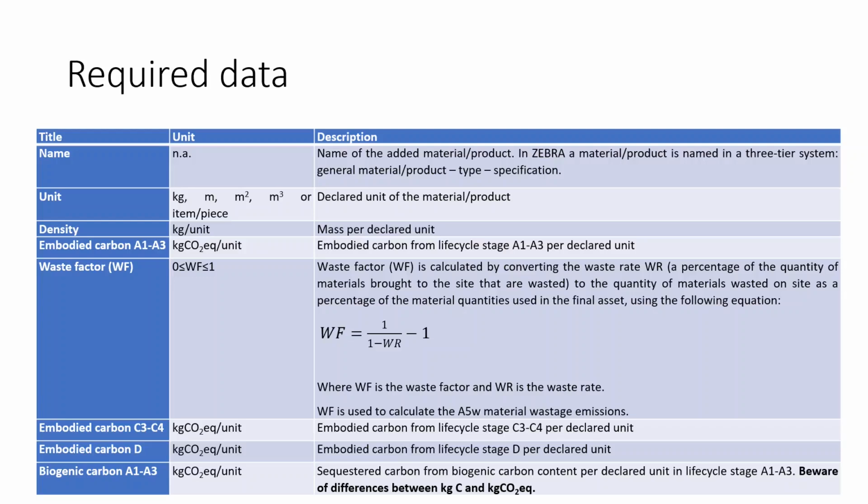It is also to be noted that the quantity of biogenic carbon is measured in kilograms of biogenic carbon, kgC, while the biogenic carbon factors are measured in kg carbon dioxide equivalent, the same as the other carbon factors. So please be aware of this difference and don't confuse these two different measurements.